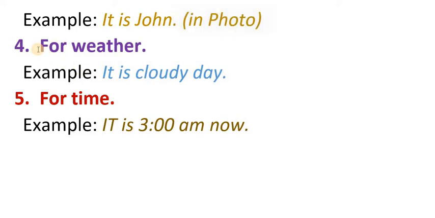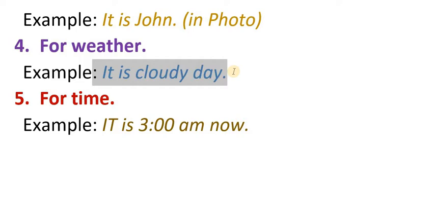The next way to use it is for weather. If I want to talk about weather, is it cloudy, is it sunny, is it rainy, is it foggy, I'm going to use the subject it. For example, it is a cloudy day. Or it is foggy today. Or it was rainy yesterday.